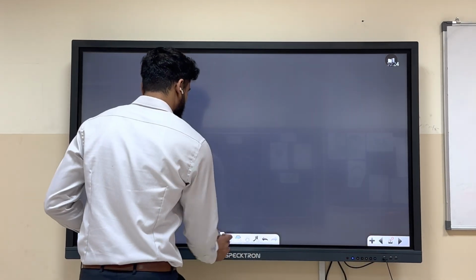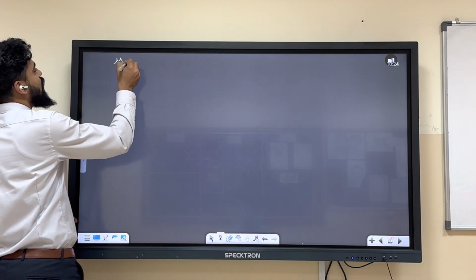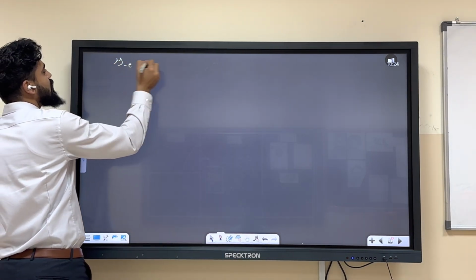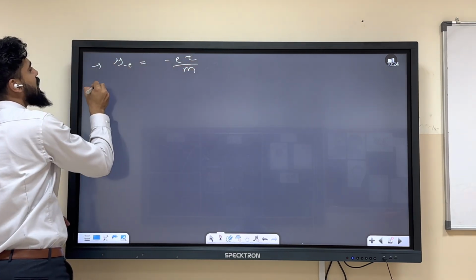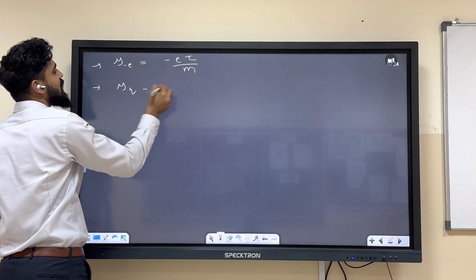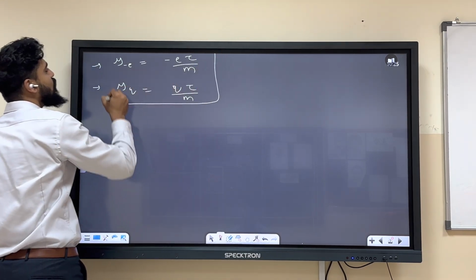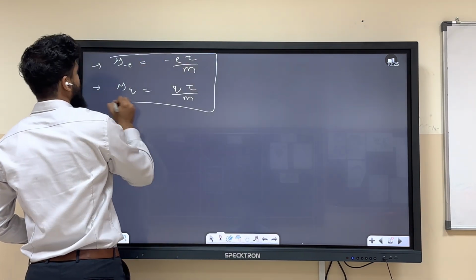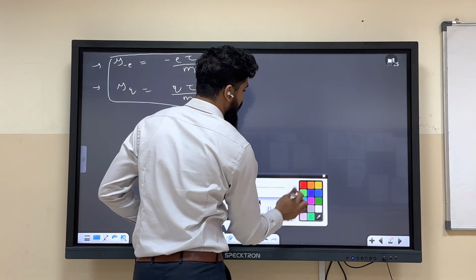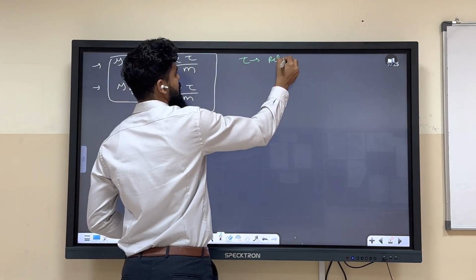Now, if we are writing the mobility for an electron, it will be negative E tau by m. If we are writing the mobility for a positive charge, it will be Q tau by m. What is tau? Tau is your relaxation time.